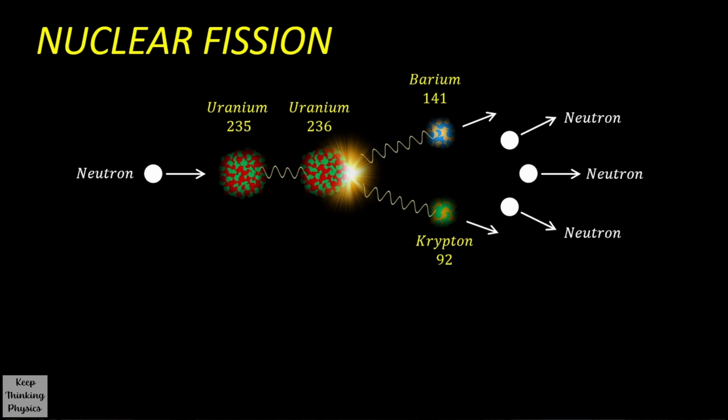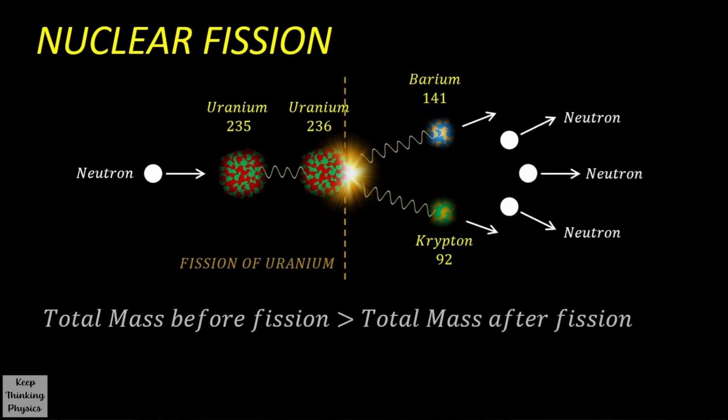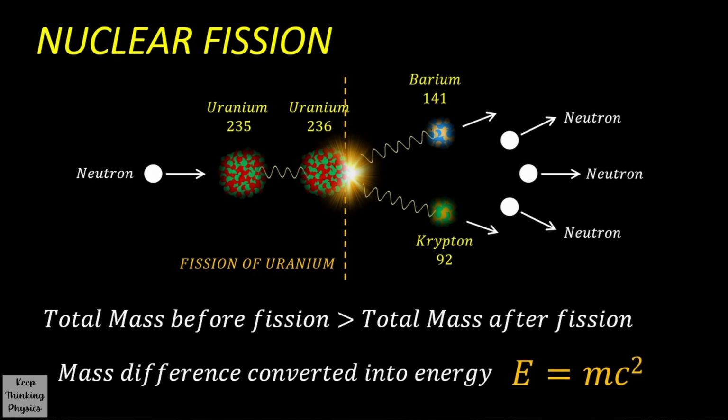Nuclear fission, the breakup of the uranium-236 nucleus, is accompanied by the release of a lot of energy according to E equals mc squared. This arises because the total mass before fission is a tiny bit higher than the total mass after fission, and this mass difference is converted into energy according to Einstein's equation.